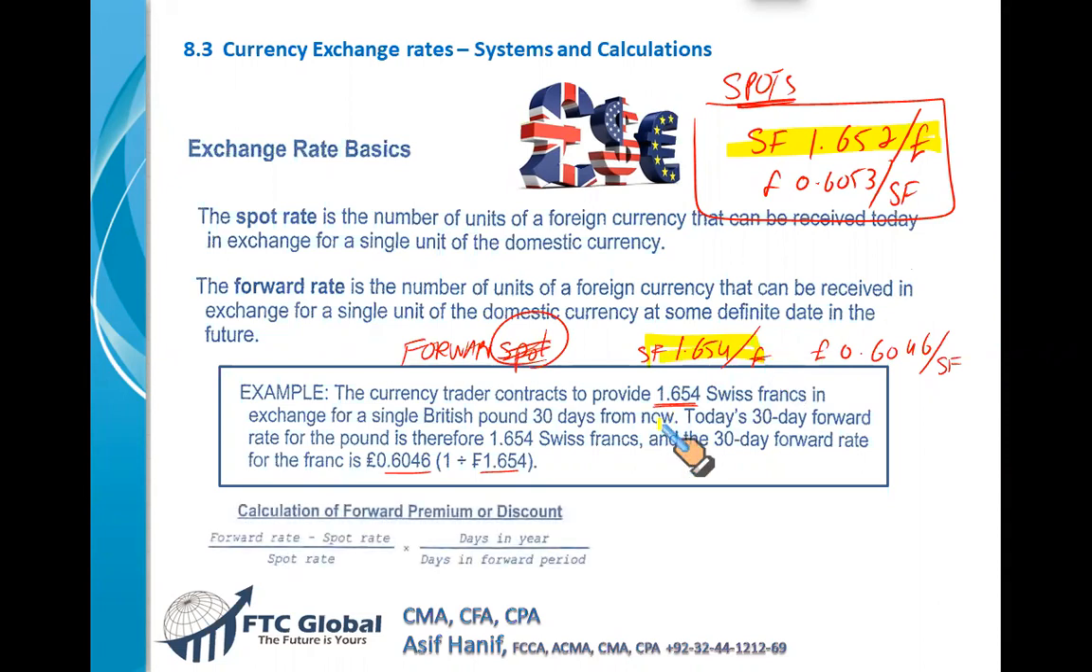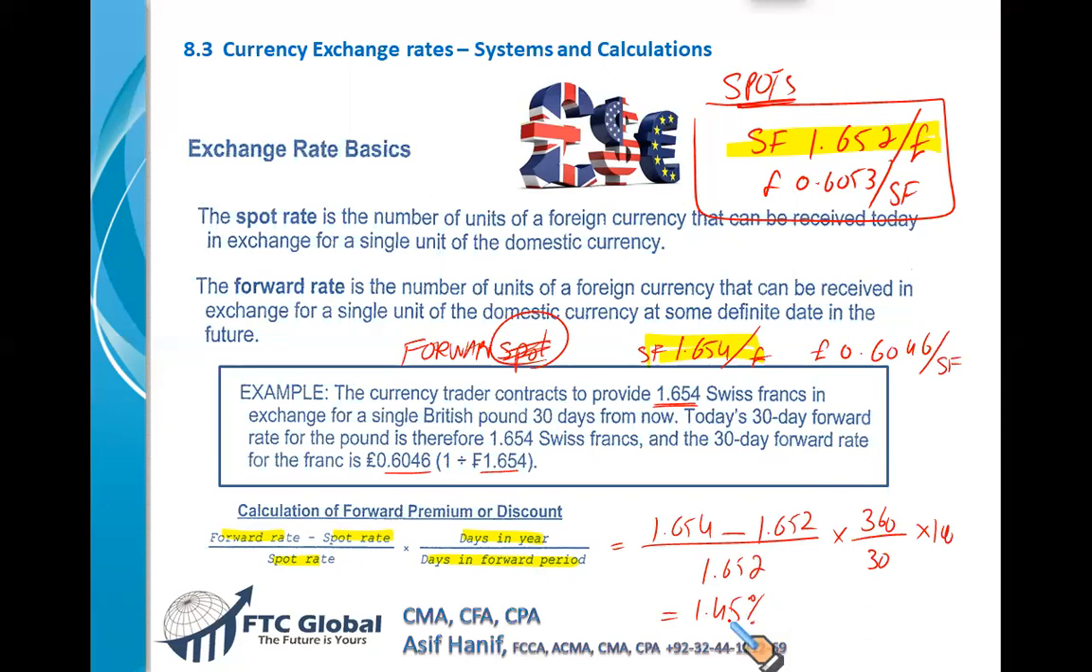This is the formula. Let us plug in the numbers and see how it works. The formula is forward rate minus spot rate, upon spot, into days in a year, which is normally 360, divided by days in the forward period. And you then multiply the result with 100. Okay, here we go. Forward rate is 1.654. Spot rate is 1.652, divided by the spot, that is 1.652, multiplied by days in a year, that is 360, and days in the forward contract, 30. And whatever you get, multiply it with 100, and what you get is 1.45% positive.